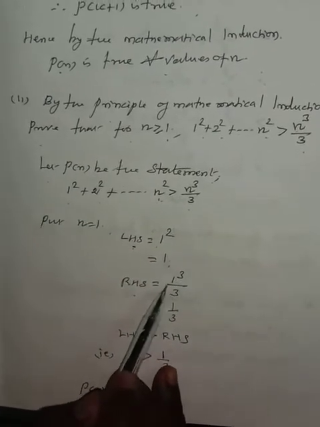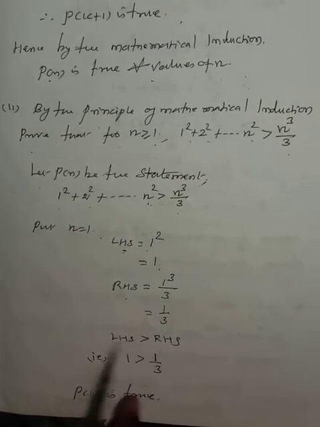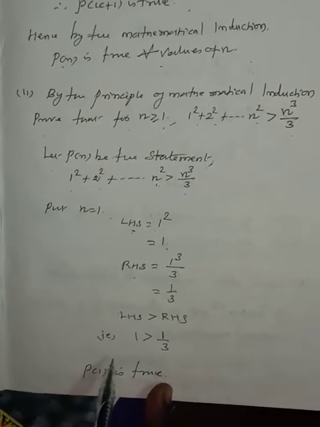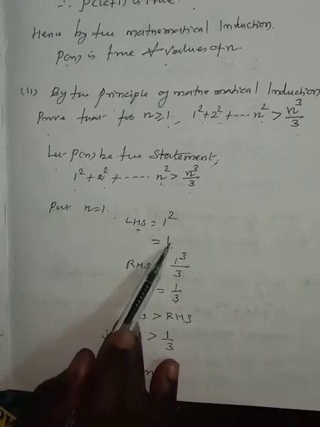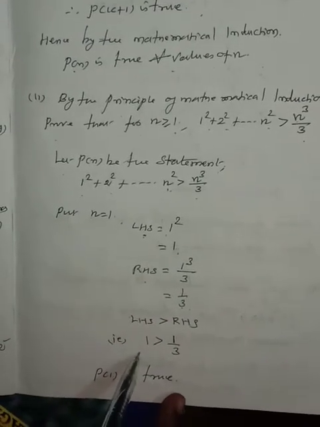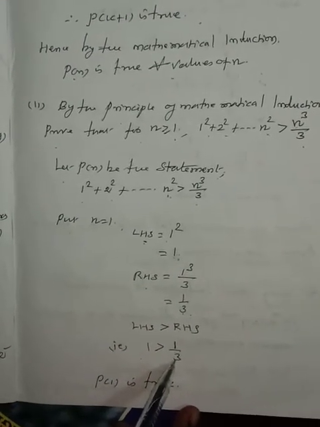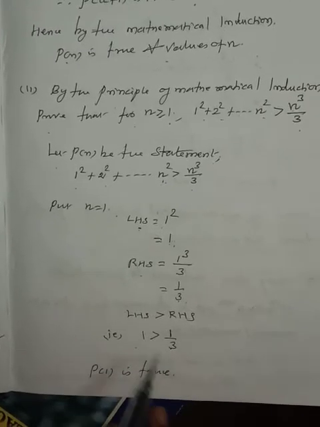Take RHS: n power 3 divided by 3. Put n is equal to 1: 1 power 3 divided by 3, so 1 by 3. Is LHS equal to RHS? No. In this case LHS is 1, RHS is 1 by 3. So 1 is greater than 1 by 3, so LHS is greater than RHS. So P of 1 is true.